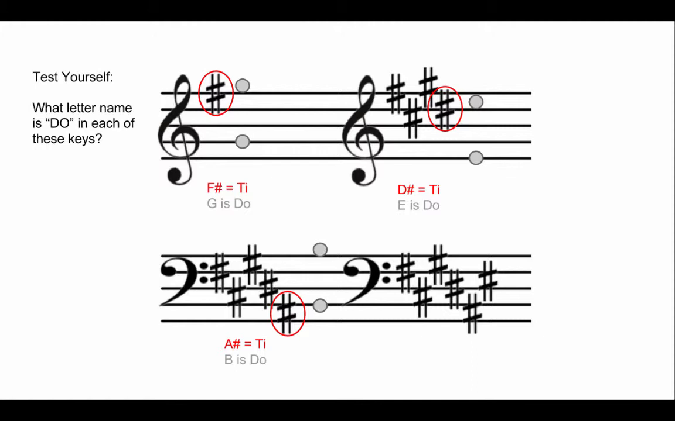In the final sample, the lower right-hand corner, the last sharp is E sharp, ti, and F sharp in this instance is do.